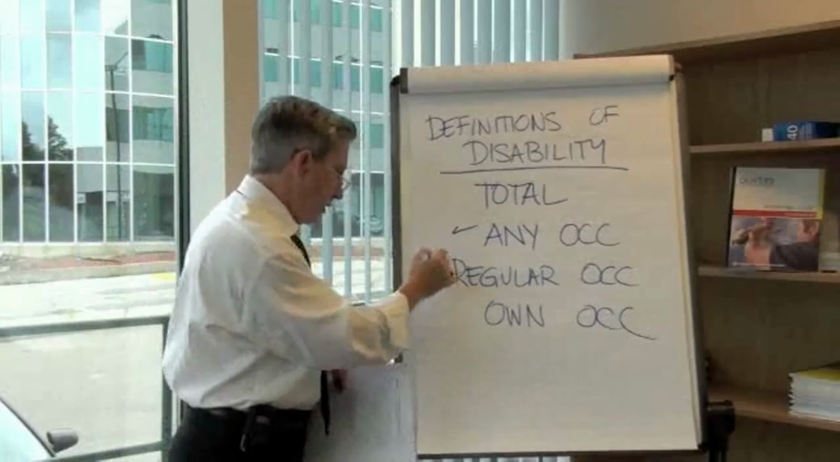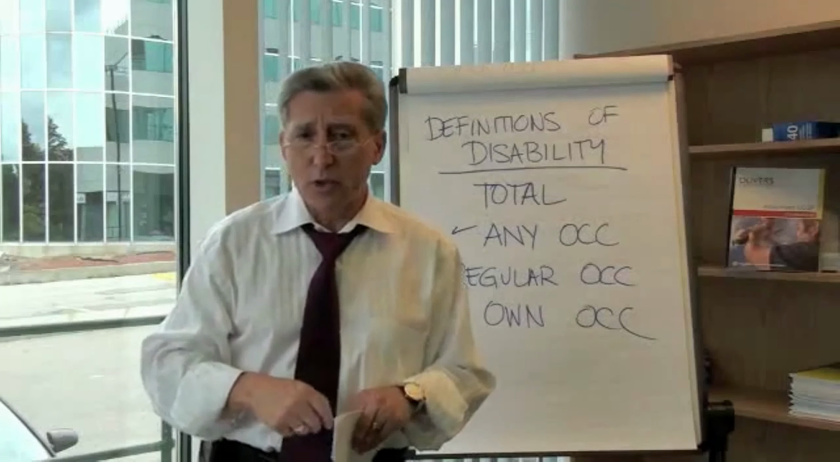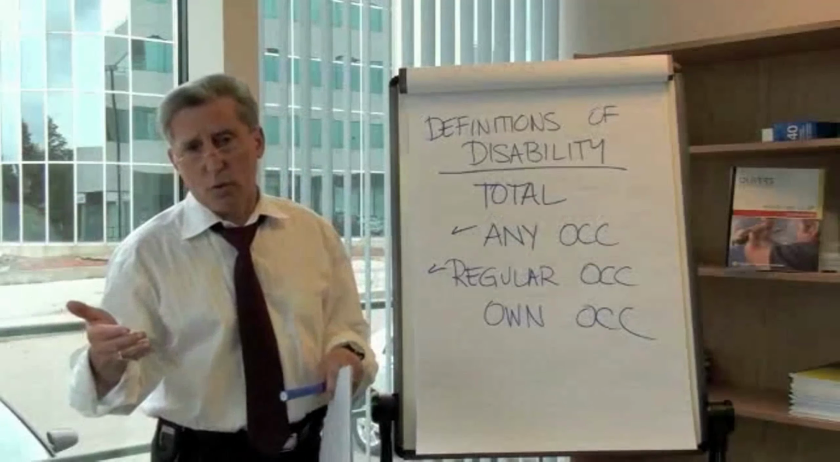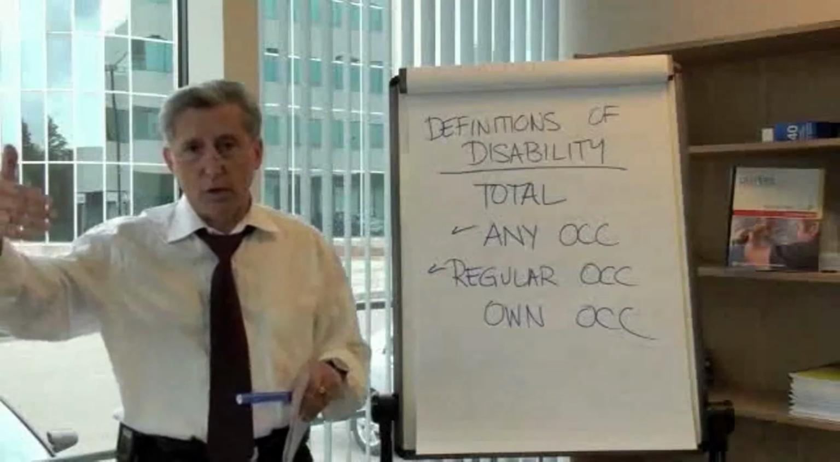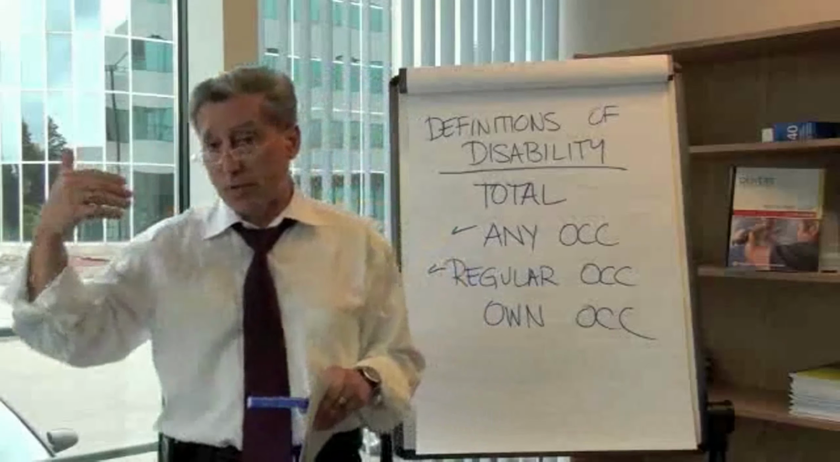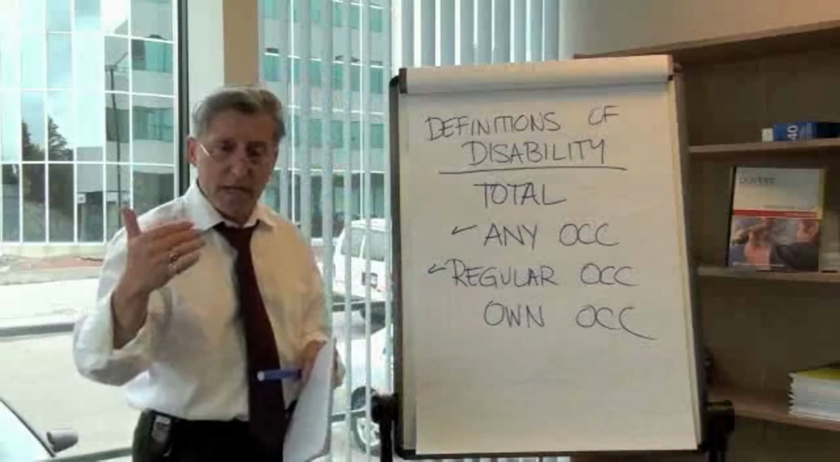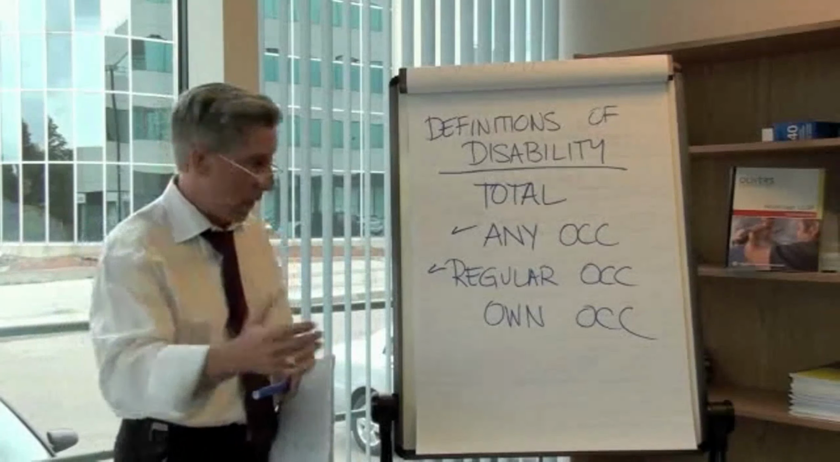The next one is what we call regular occupation. In a regular occupation situation, what really happens here is that you can, in fact, go back to work. In other words, the insurance company will encourage you to go back to work. However, because you cannot do your own regular work, in other words, you can't do the same work you were doing before, or perhaps you can't work the same amount of hours you were working before, in other words, you're still not making your full amount of money that you're entitled to.